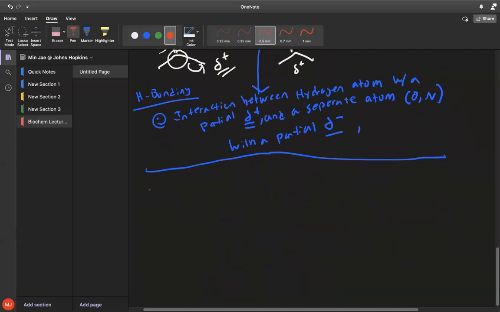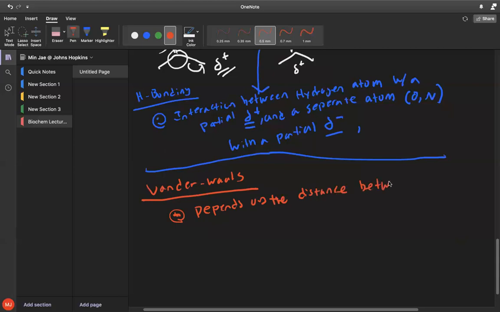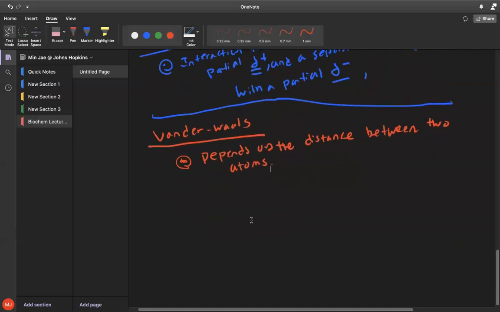The non-covalent interaction that I mentioned here is called van der Waals. It is not quite intuitive, but the strength of van der Waals depends on the distance between two adjacent atoms. Okay, let me explain what that means.